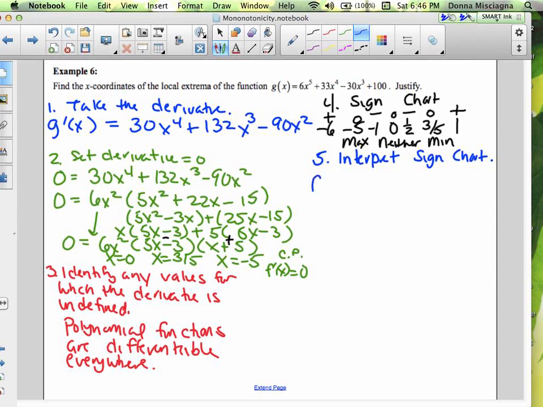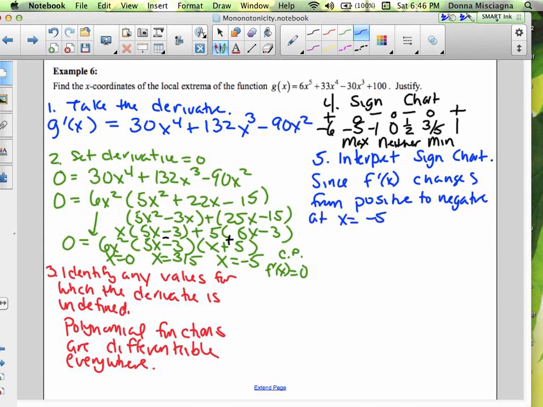So, since f prime of x changes from positive to negative at x equals -5, f of x has a relative max, I'll put minimum, at x equals -5.